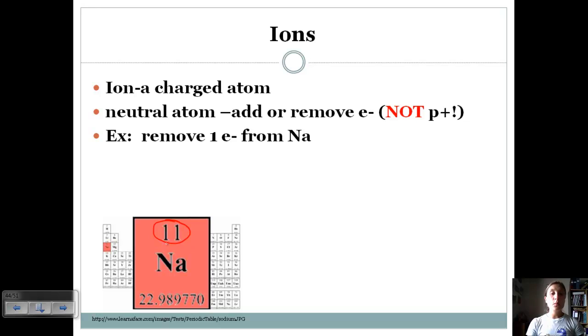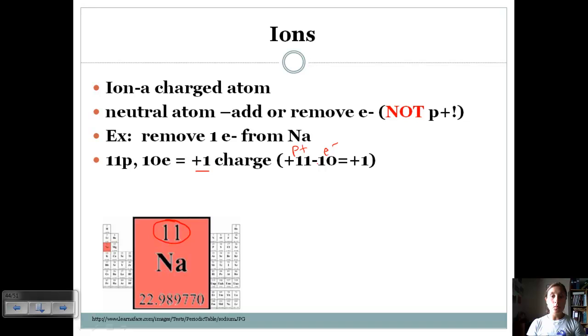So, for example, if we remove one electron from sodium, we know originally we had 11 protons, which means if it's neutral, we had 11 electrons. Now, if we remove an electron, the number of protons has not changed. It's still 11. But now we have 10 electrons. So we have 11 protons, 10 electrons. This gives the sodium atom a +1 charge, because protons are positive, electrons are negative, so we're subtracting them. Well, 11 minus 10 is +1.